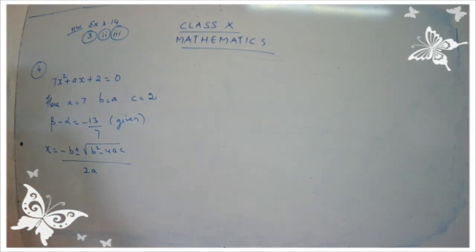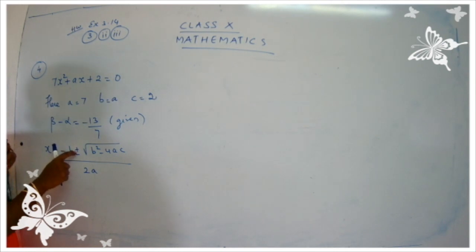So now here, you know that x is having two values, children. Can you tell me the two values? Yes, one is with plus and one is with minus. So you are going to write down alpha as the plus part and beta as the minus part.